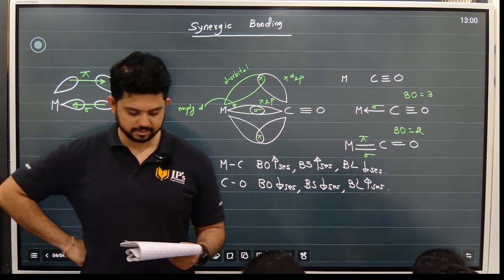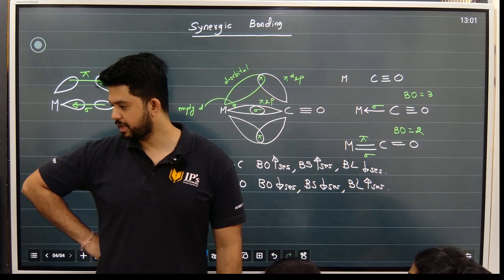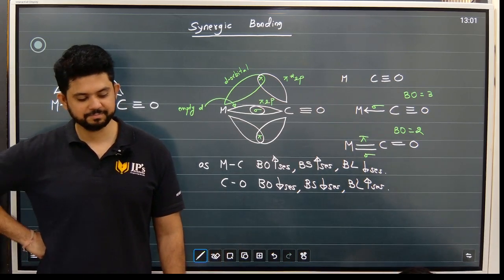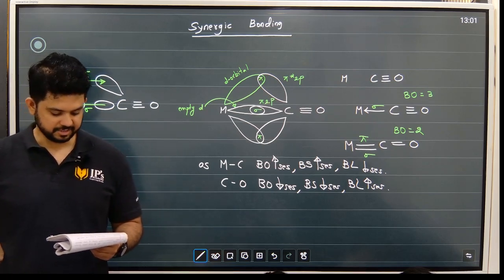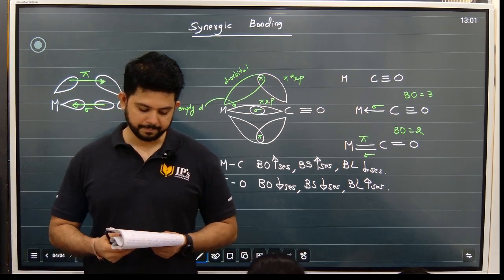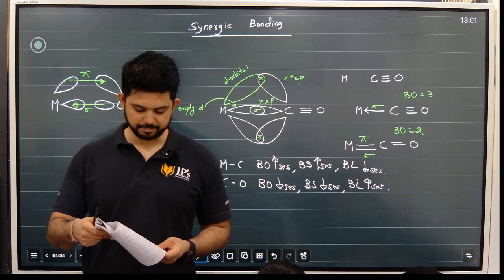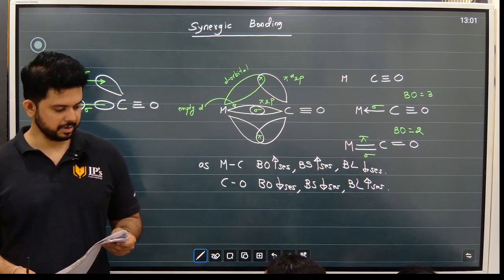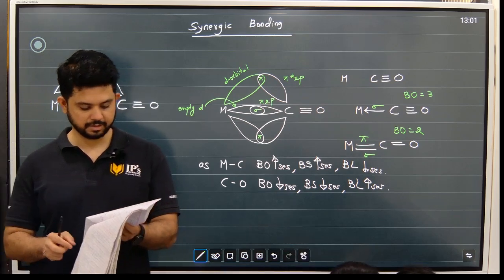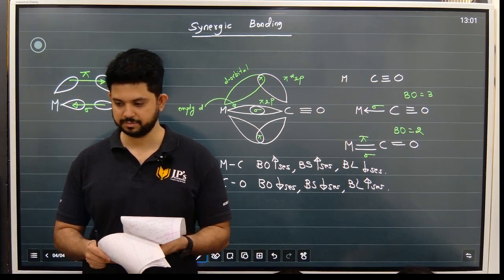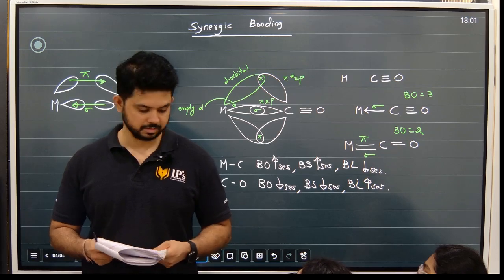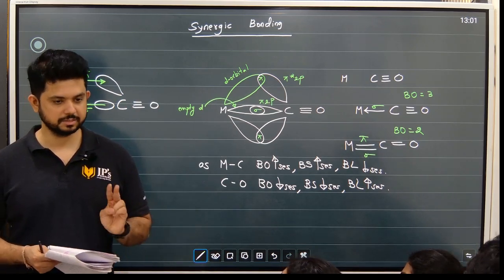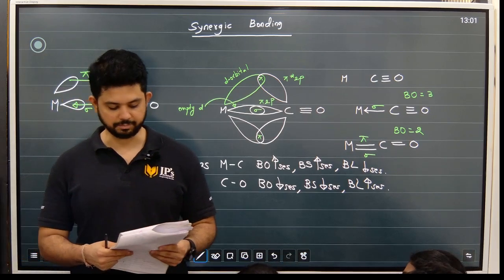Next point. Synergic bonding is of two types. First, pi donor, pi acceptor, and second, sigma donor and pi acceptor. दोनों पाई एक. First, pi donor, pi acceptor. Second, sigma donor, pi acceptor.